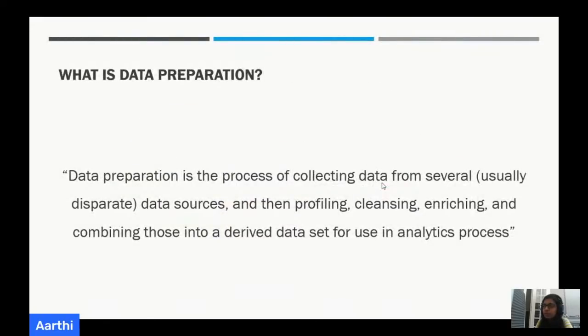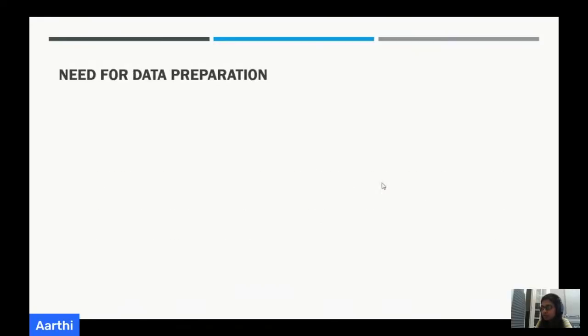What is data preparation? Data preparation is the process of collecting data from several sources and then profiling, cleaning, enriching, and combining them to derive a holistic set that can help you in your model. Profiling is in understanding your data. Cleaning is, of course, if you have any quality issues, you clean. And enrich the data: can you add more data from external sources, right? Like we have a lot of open data sets today, and the government also keeps publishing open data sets. So can we use those to enrich our data set and combine all of them into a derived data set for using in an analytical process?